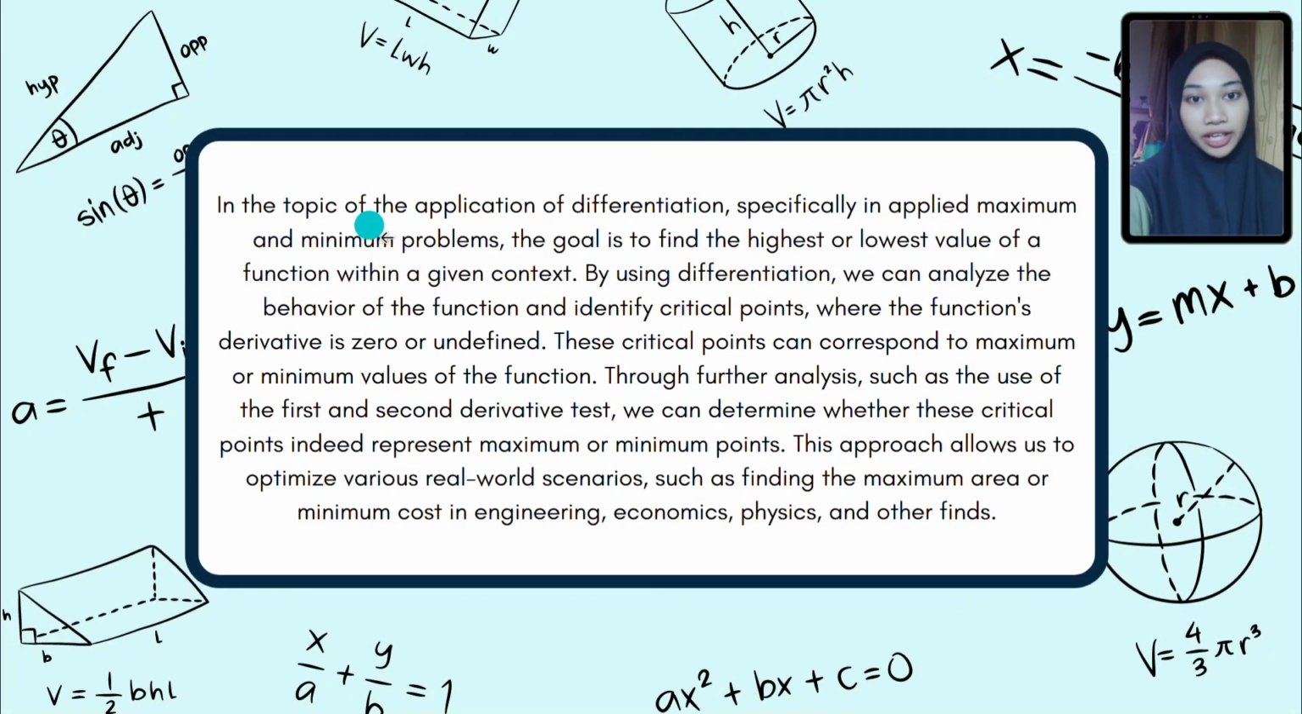In the topic of the application of differentiation, specifically in applied maximum and minimum problems, the goal is to find the highest or lowest value of a function within a given context. By using differentiation, we can analyze the behavior of the function and identify critical points where the function's derivative is 0 or undefined. These critical points can correspond to maximum or minimum values of the function. Through further analysis, such as the use of the first and second derivative tests, we can determine whether these critical points indeed represent maximum or minimum points.